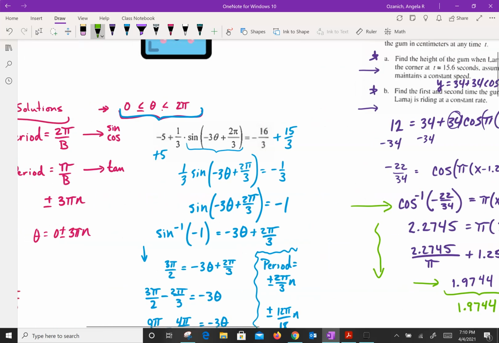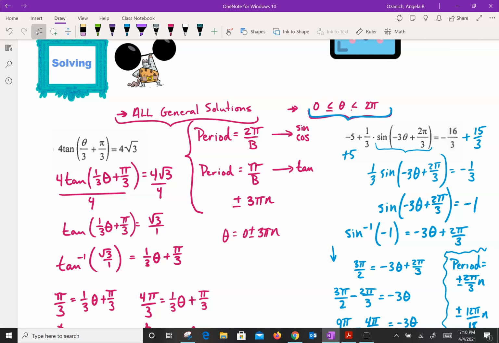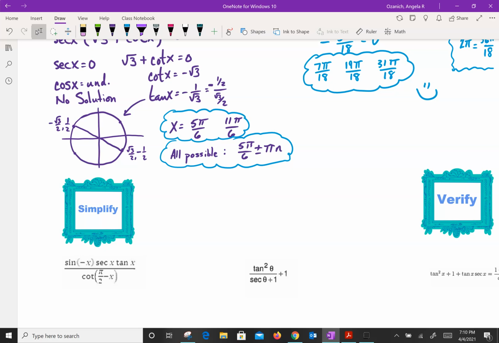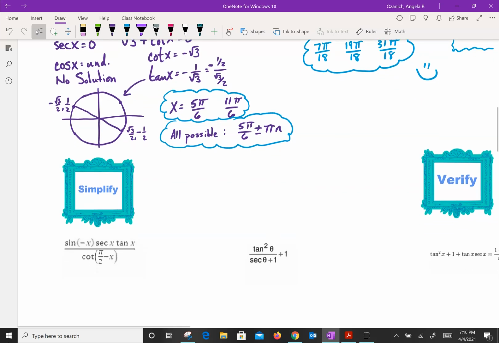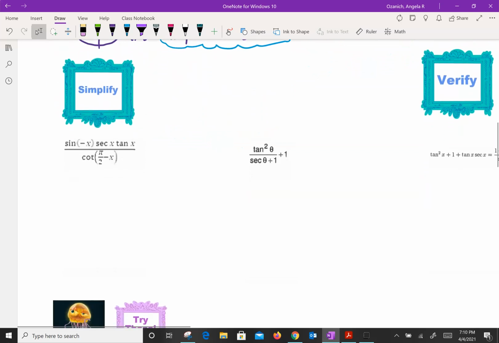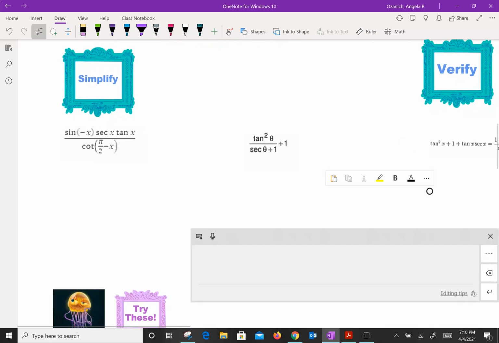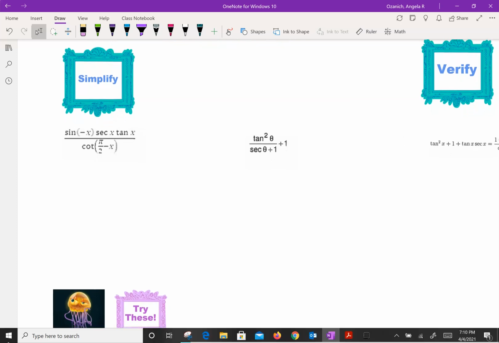Let's zoom on back. We are done with solving. We have done a lot of work with solving. You guys have tried a lot of solving. That is the scope of what you're going to be doing with solving in your exam. A lot of different solving problems. And then we are going to move on to simplifying and verifying. We remember when we simplify problems, we do not have a finish line.